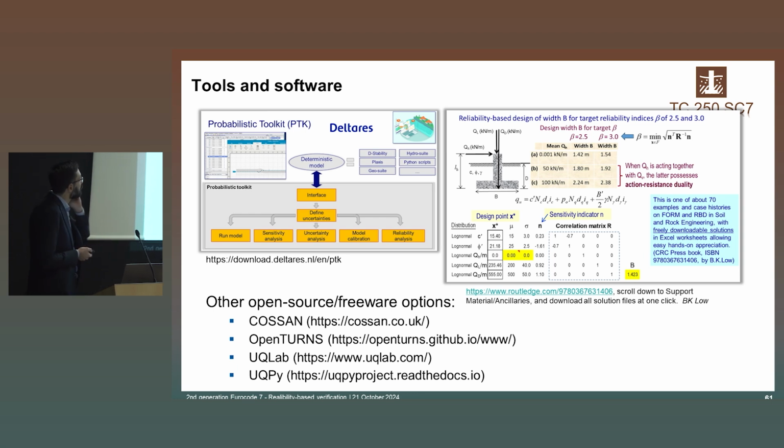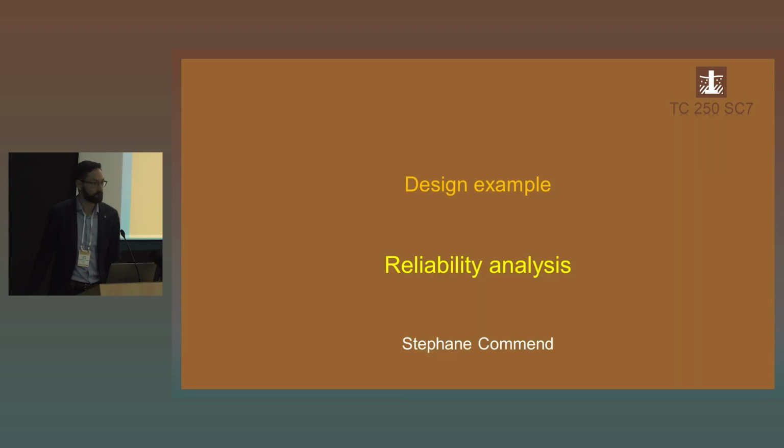We also want to highlight here that you don't necessarily need fancy software to do this. There are also open source tools. This is one from Deltares. This is a spreadsheet option, I think for the first order reliability method. And there are also some useful links here that you can consider and test yourself. All right.